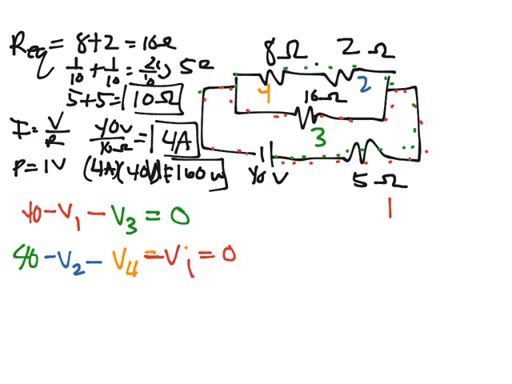So these are your 2 loop equations. So hopefully if you look at this, you can tell, hey, V3 took the place of both V2 and V4. V3 must be equal to V2 and V4 added together.